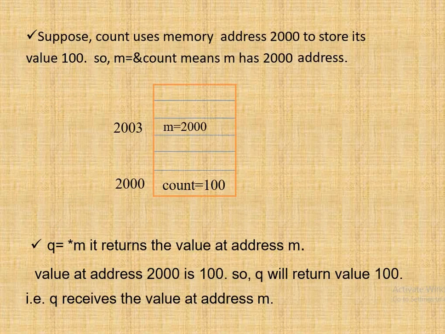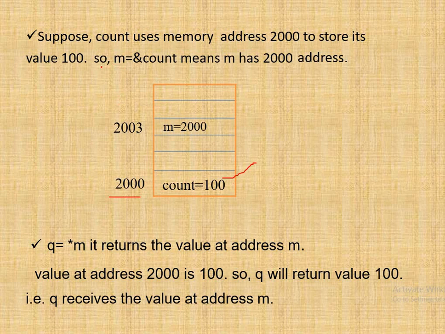So let's see the scenario. Suppose count uses the memory address 2000. So this is the memory: 2000, 2001, 2002, 2003, 2004 and 2005. These are the actual locations of this memory. Suppose count is using the memory location 2000 to store its value 100.